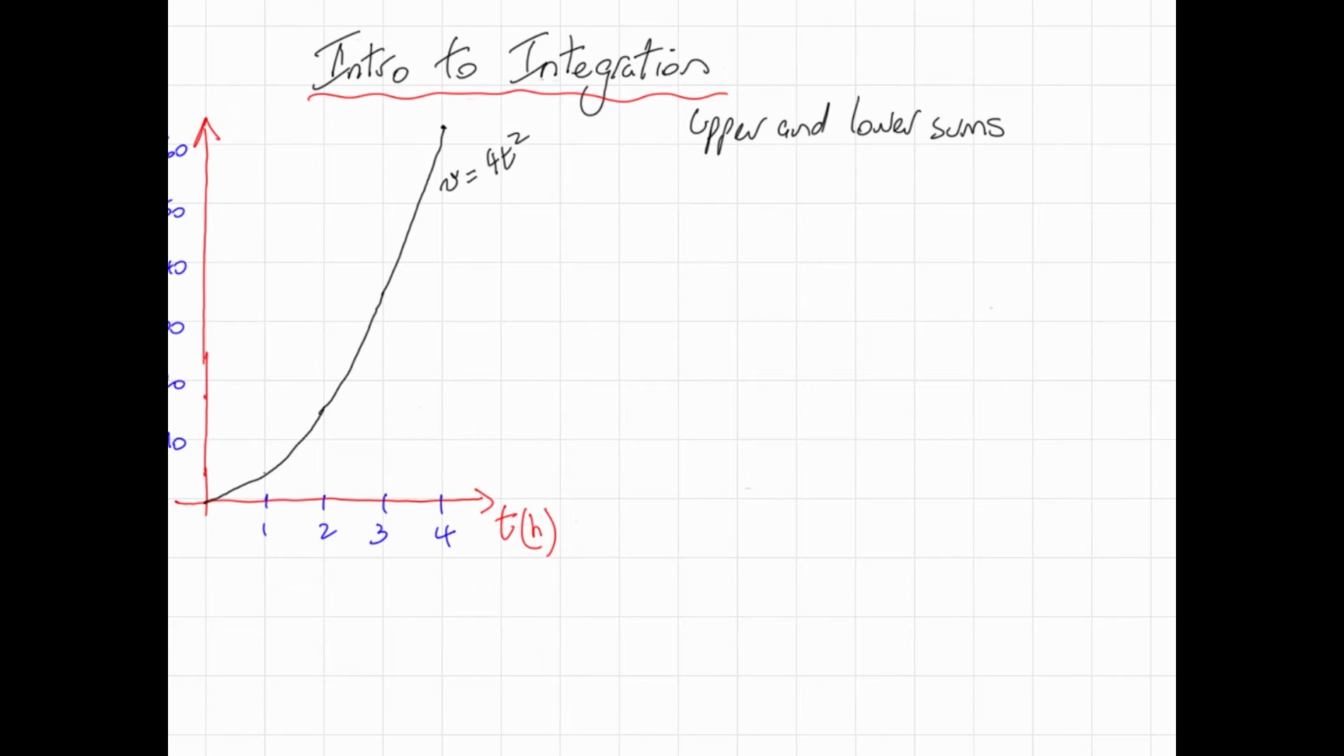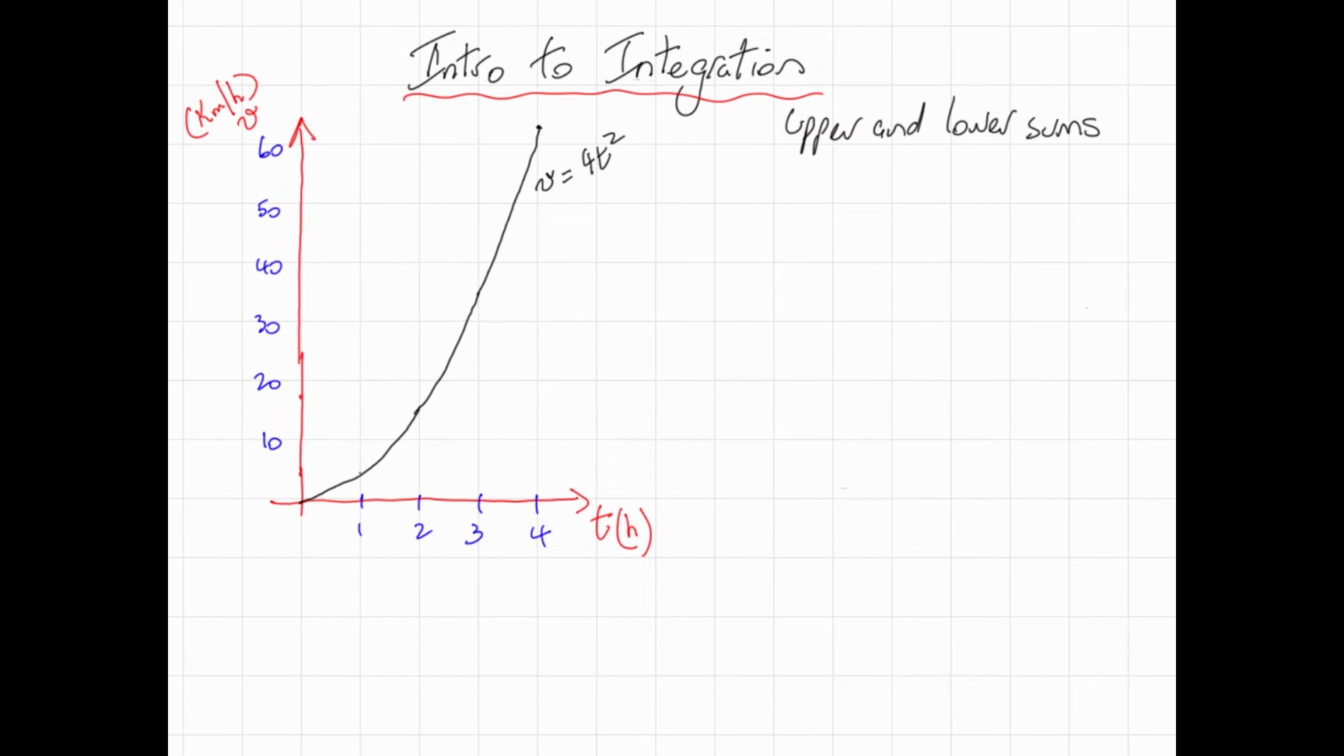Say you've got an object that's moving so that its velocity, now this is a velocity time graph, is given by 4t squared, and we'll make the numbers easy. So we'll say over the first 4 hours, this is the velocity of this object, and we pose the question, how far does this object travel in the first 4 hours?